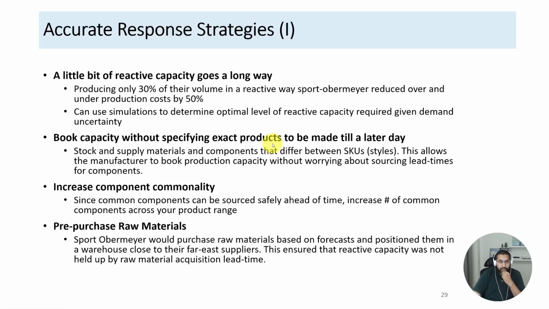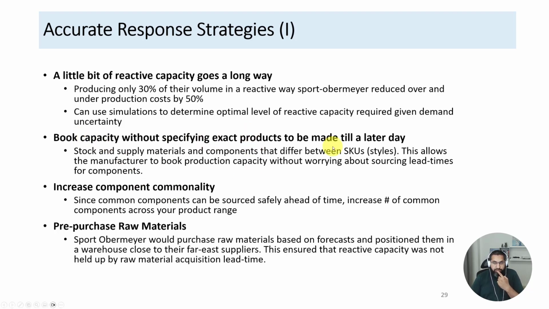Okay, so let's talk about active response strategies overall. What are the strategies you can look at? A little bit of reactive capacity goes a long way. By having only 30% of your total capacity as reactive capacity, Sport Obermeyer reduced over and underproduction cost by 50%. So a little bit of reactive capacity gives you a lot of benefit. You can use simulations to determine the optimal level of reactive capacity to have given your demand uncertainties, because reactive capacity is expensive. You don't want to have more of it than you need, because then you're increasing your unit cost, decreasing your profitability. So you don't want to have too much of expensive capacity either.